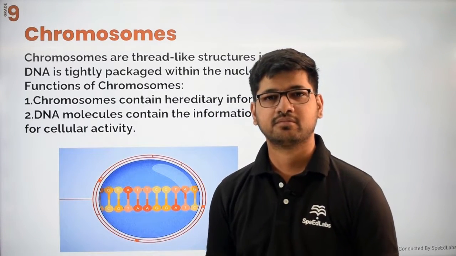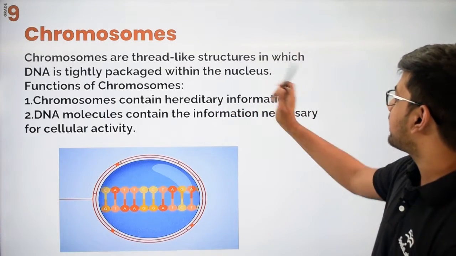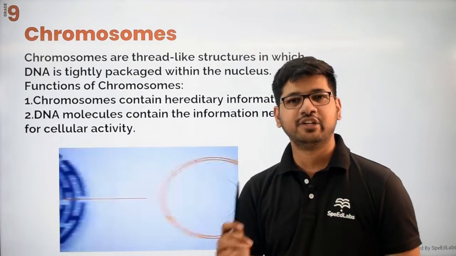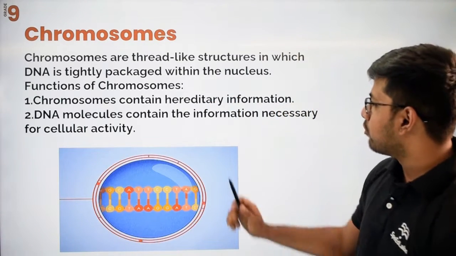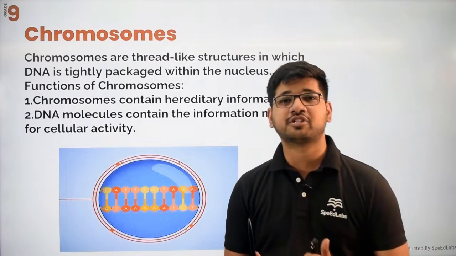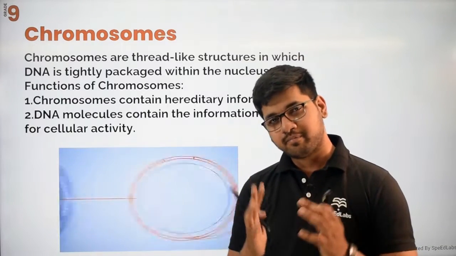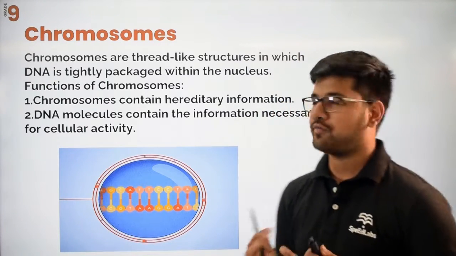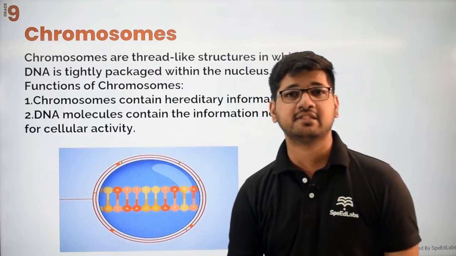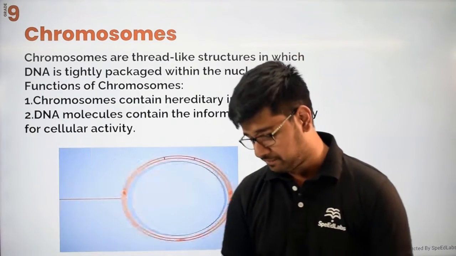Now we talk about chromosomes. Chromosomes are thread-like structures in which DNA is tightly packaged within the nucleus. Chromosomes are the main structures which contain the genetic material in a patterned arrangement. DNA molecules contain the information that is necessary for performing any kind of metabolic and cellular activity.